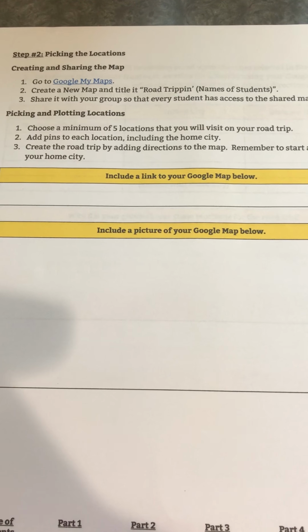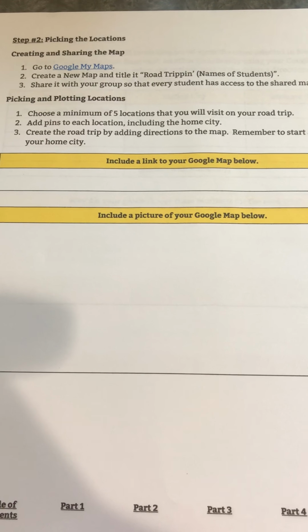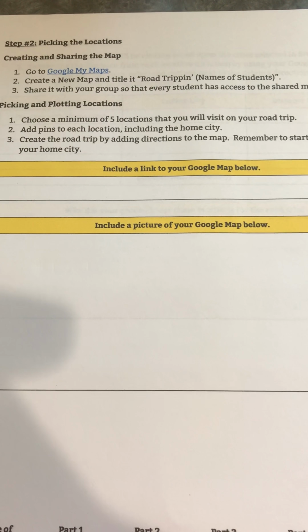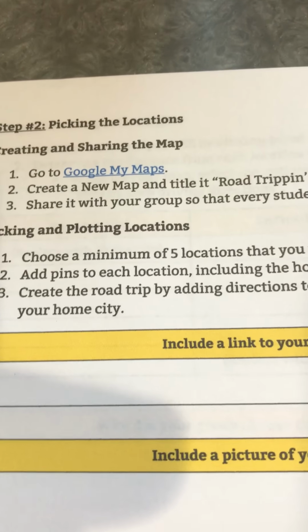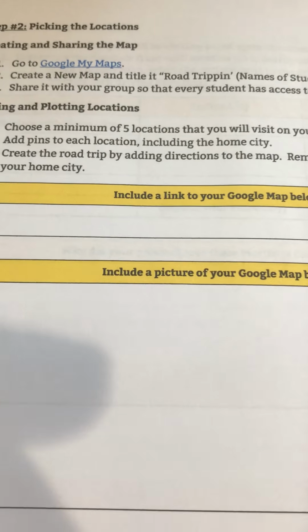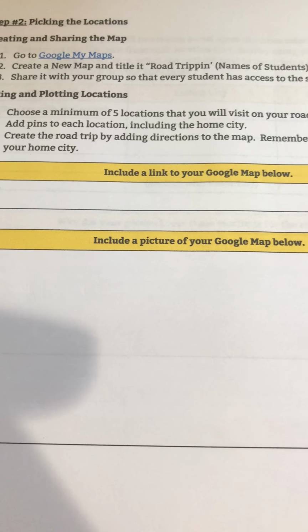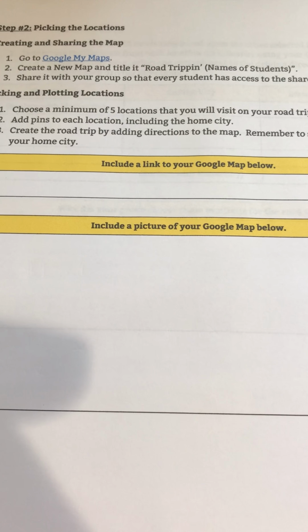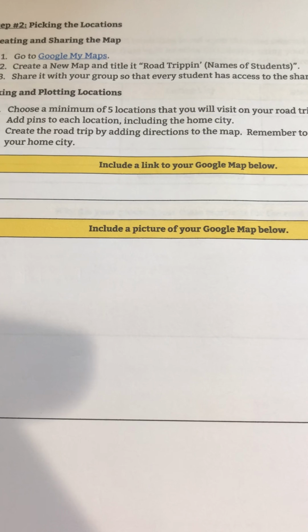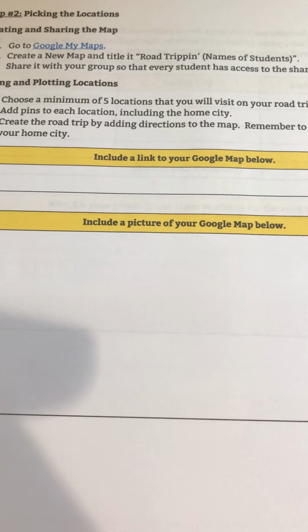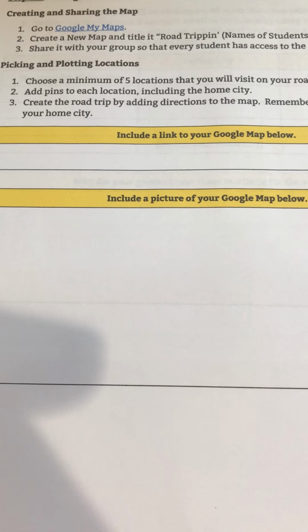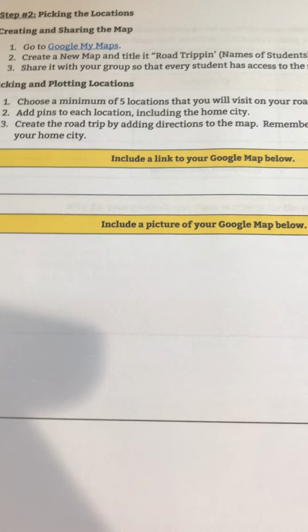Alright, page 2, picking locations. Creating and sharing the map. We're going to go to Google My Maps, and I've already created the map, and depending on whose homeroom you're in, that's what the map name is going to be called. You should already have a link, and I'm going to show you how to find that link in your Google Drive. So we'll go back to that.